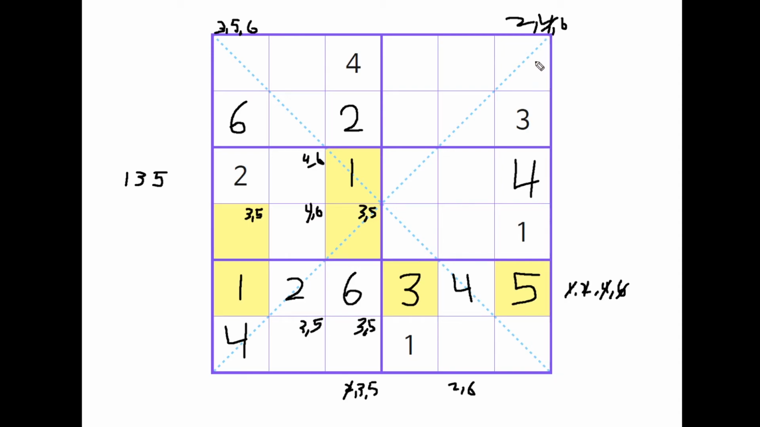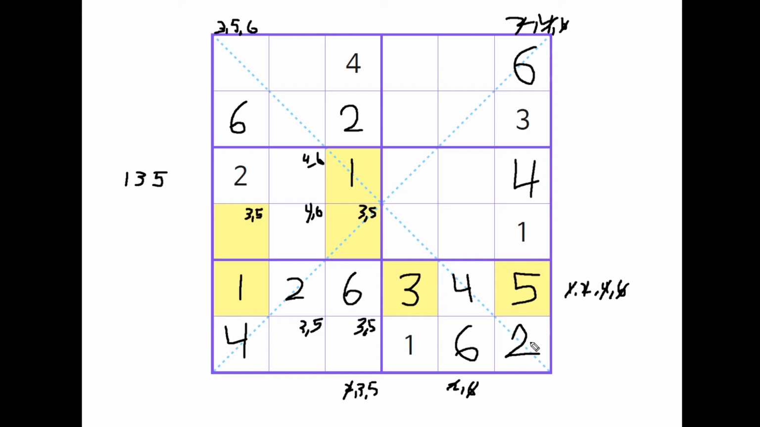We also know that the number 2 cannot be placed in this first cell because the number 2 already exists along this diagonal. So the number 2 must be placed in the last cell, and then that leaves us with the number 6 in the remaining cell. Now we can fill in this last block here by completing the 6.